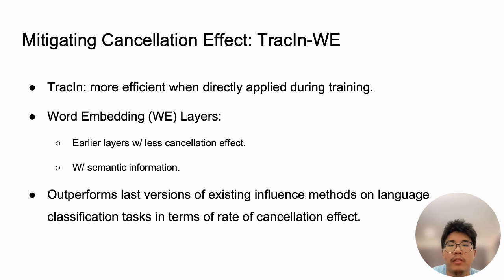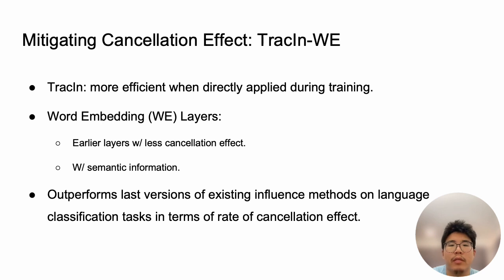And to mitigate such cancellation effect, this paper also proposed a method called TracIn. They select TracIn as the influence function as it's computationally feasible compared to other influence function methods, because it directly uses the gradient information at different checkpoints during the training process, avoiding the need to compute and invert the Hessian matrix. And as explained in the last slide, they found that the early layers, so-called word embedding layers, have less cancellation effect.